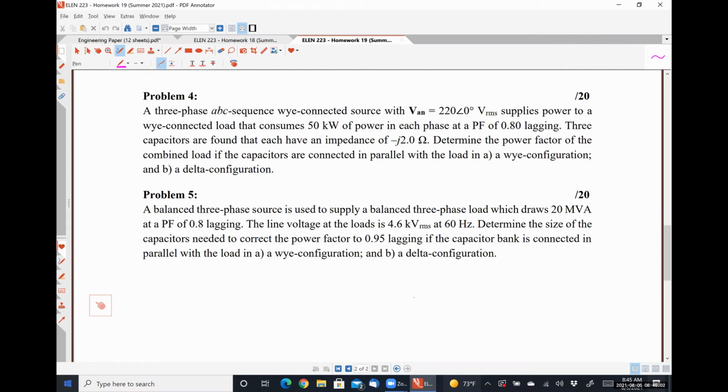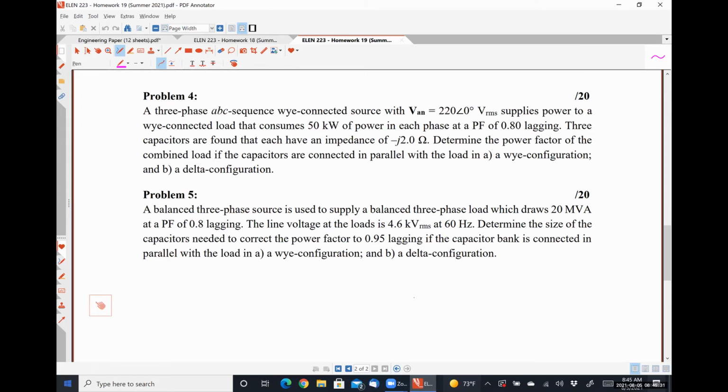So there's 2 different ways that you could go about this. One is that you could figure out what the total complex power absorbed by the load is, and then figure out what the total complex power absorbed by the capacitor bank is. Add those 2 together, that gives you your total complex power that's being supplied by your source, which lets you know the power factor pretty easily, right? Because it's just going to be cosine of the angle.